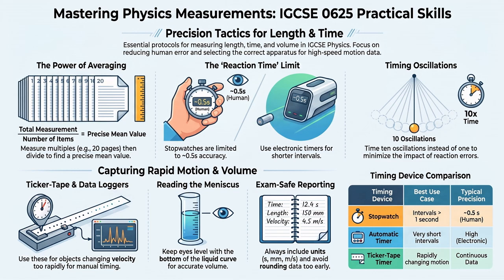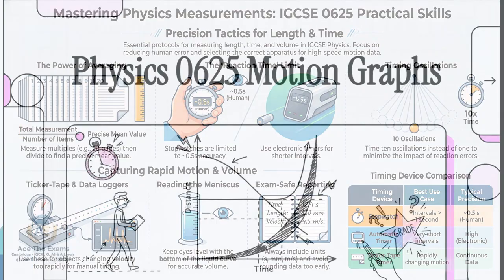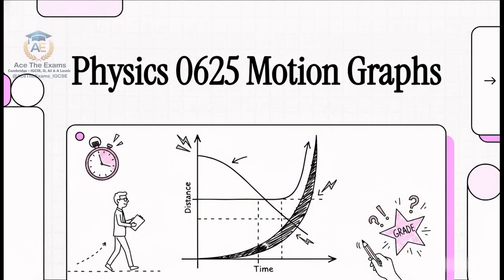Picture this. You've got exactly 20 minutes left on your Physics 0625 mock exam. The timer is ticking down, the invigilator is pacing the aisles, and you flip the page, only to be met with a massive, twisted, curved graph. Honestly, this is the exact moment where your grade boundary is decided. So let's jump straight into this high-stakes rescue and get you ready.